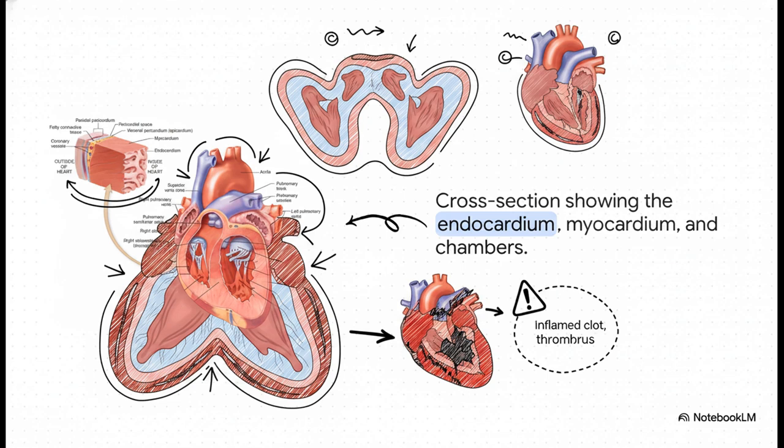Take a look at those thick walls of cardiac muscle tissue. That is the myocardium, and it is doing all the heavy lifting of contraction. Now, lining the very inside of these chambers is the endocardium. Normally, it's perfectly smooth, letting blood just glide right over it. But if it becomes inflamed, a condition we call endocarditis, it turns rough and abrasive. And that's bad news, because it can dangerously trigger a blood clot or a thrombus right inside the heart itself.